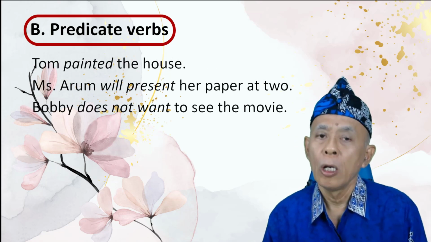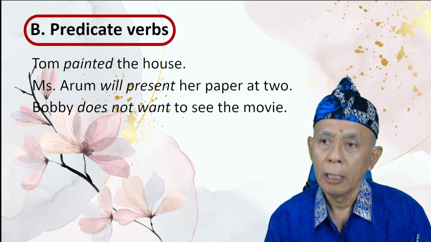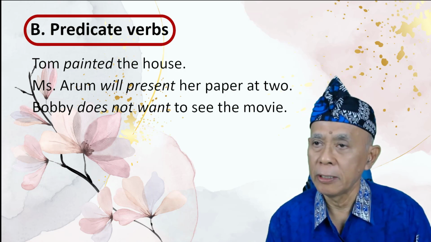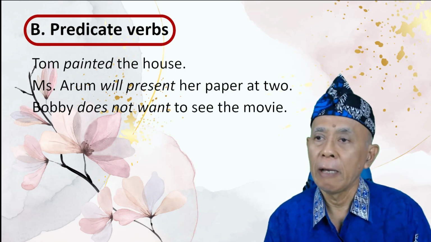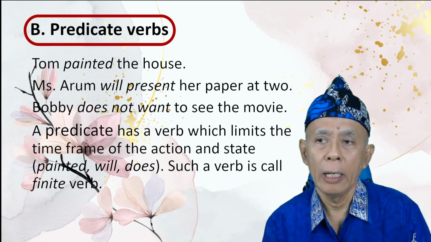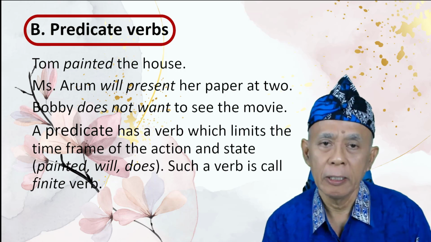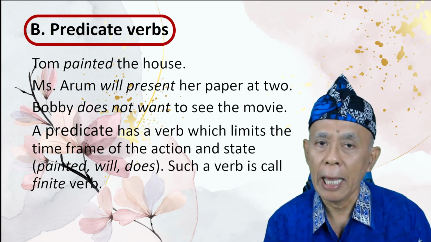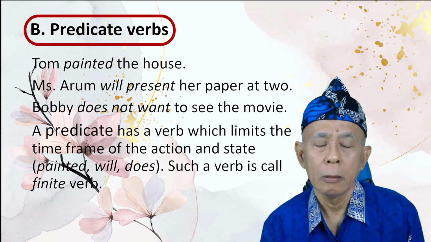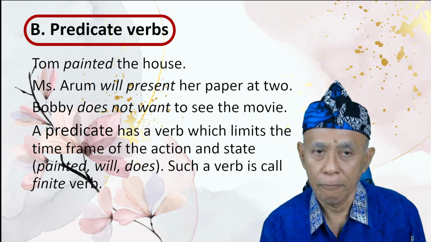Now let us see what kind of verbs occur in a predicate. We have painted in Tom painted the house, and we have will in Mrs. Arum will present the paper at 2, and we have does in Bobby does not want to see the movie. The verbs painted, will, and does here limit the time frame. If you have painted, the time frame is past, so the action is in the past. Mrs. Arum will present the paper at 2. The time frame here with the verb will is present, it's present future.